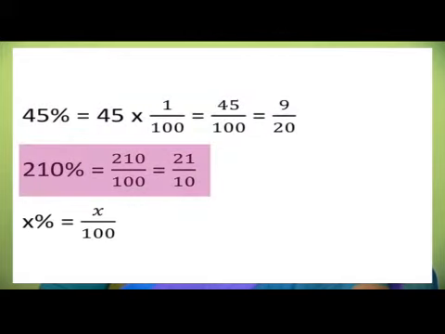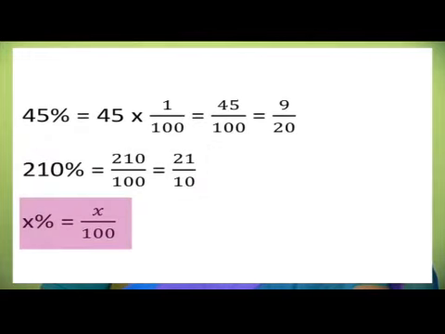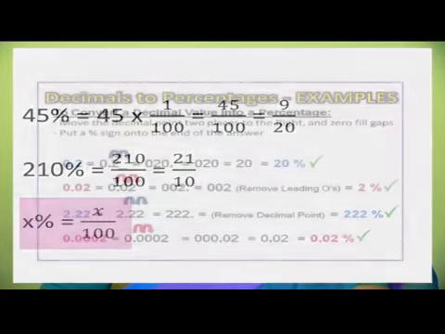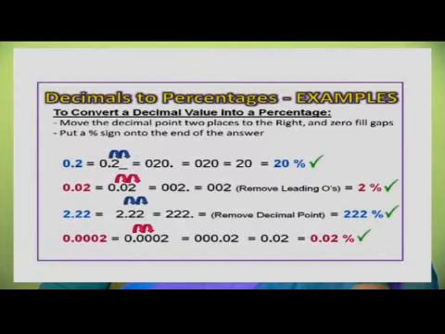Similarly, 210% is equal to 210/100, which is equal to 21/10, and like this, x% may be written as x/100. Next, we will move on to the conversion of a decimal into a percent and vice versa. Let us consider the following example.